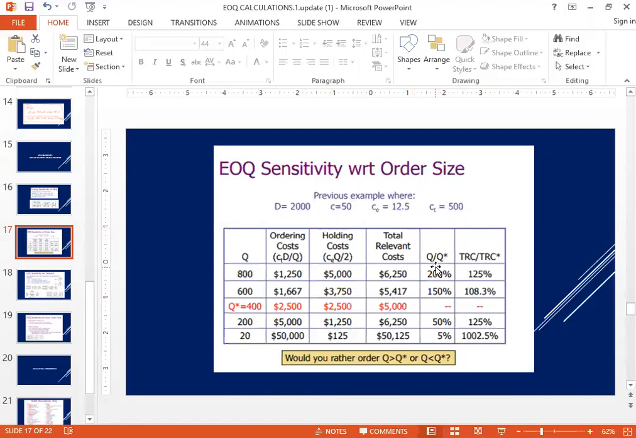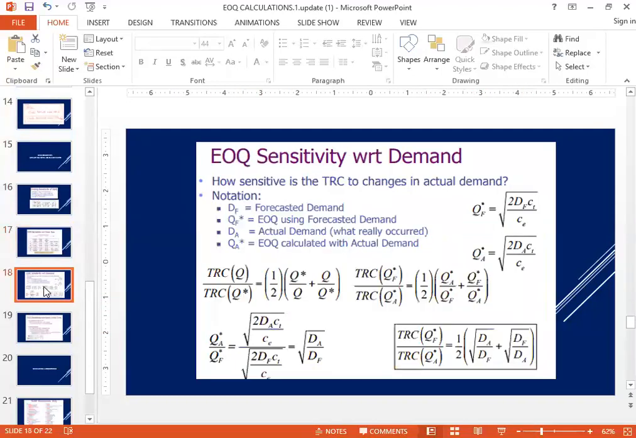There's a 200% higher total relevant cost over here. Sorry, 125%. In terms of TRC over TRC star, if you look at Q over Q star, it's 200%. So again, long story short, you really want to order at the EOQ quantity.